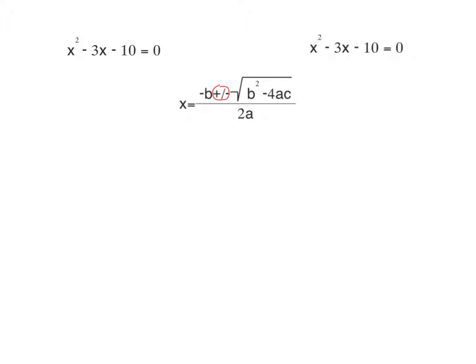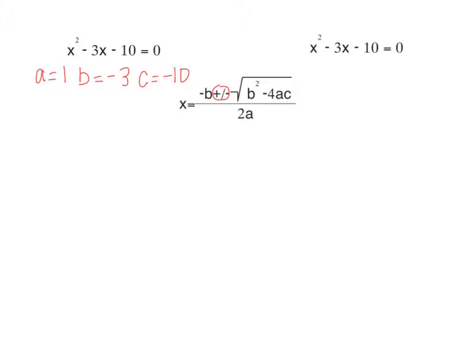Okay, so let's identify, first of all, what our a, our b, and our c are, just like we did when we were graphing standard form. So we know a in this problem is 1, because that's the coefficient in front of the x squared. Our b value is negative 3, and our c value is negative 10.